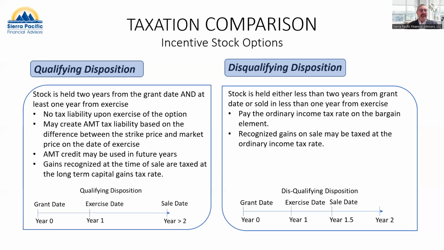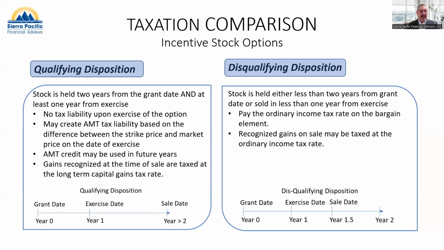You have to hold the stock for 2 years from the grant date and at least 1 year from exercise. When you do that, there's no tax liability upon exercise of the option. It might create an AMT tax liability based on the difference between the strike price and the market price on the date of exercise. But you get an AMT credit that you can use in future years. So there's a bit of a bright side to the AMT calculation part. And then again, gains recognized at the time of sale are taxed at the long-term capital gains tax rate.